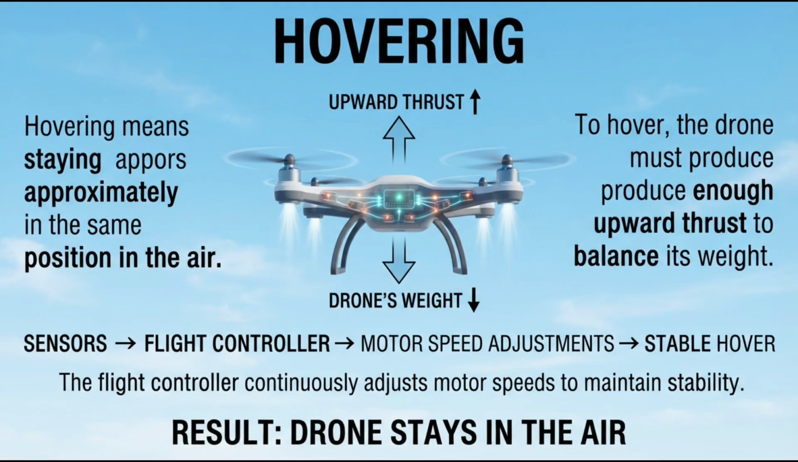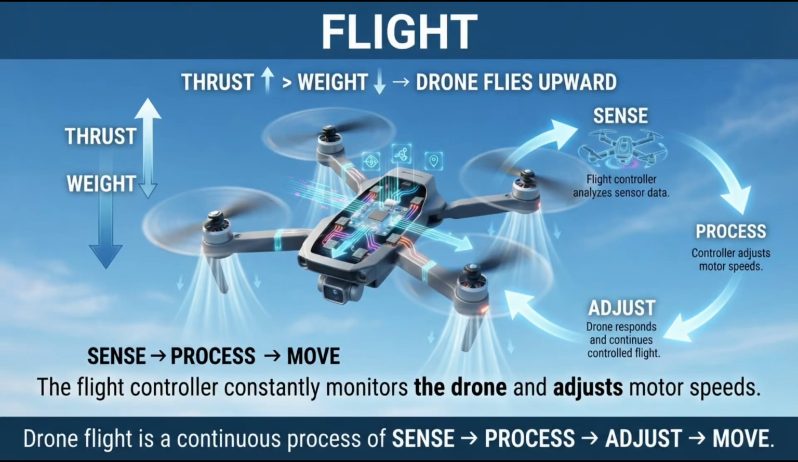The flight controller continuously adjusts motor speeds to maintain stability. And the result? The drone stays in the air. Flight is produced when the drone generates enough thrust to overcome its weight.